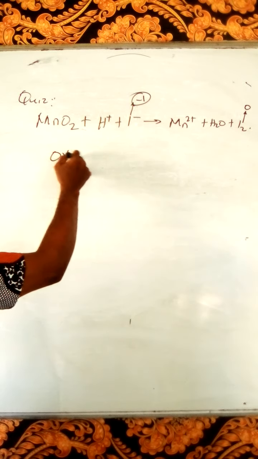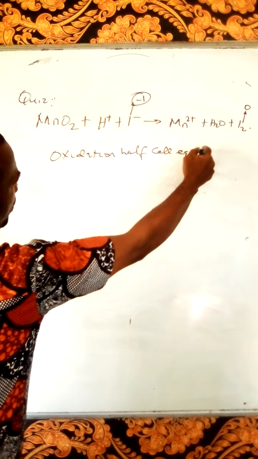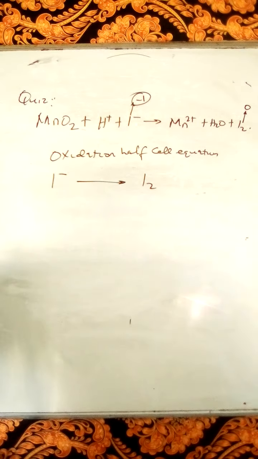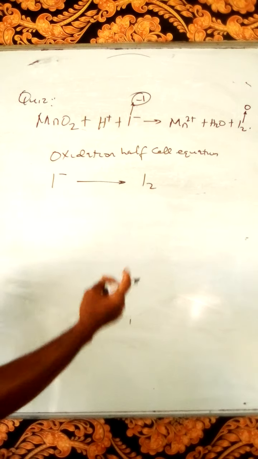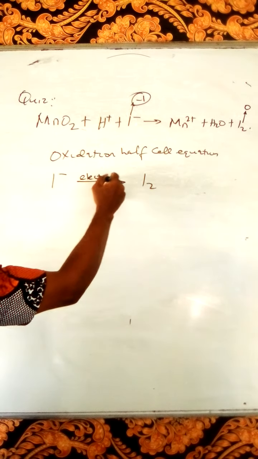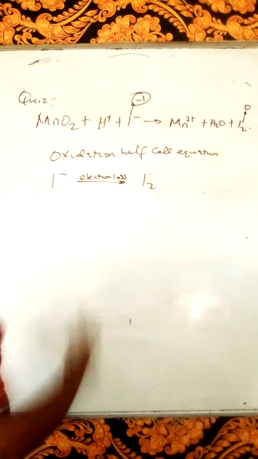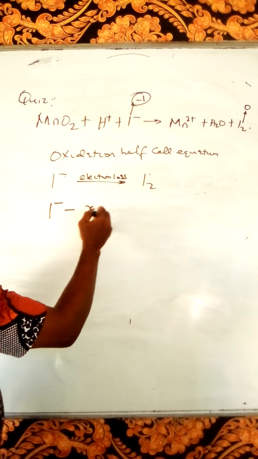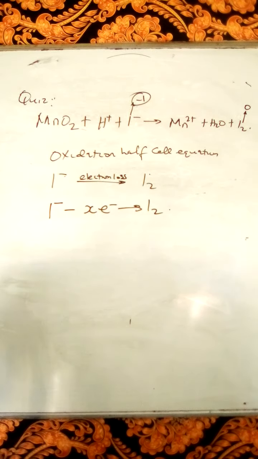So we go to the oxidation half cell equation and write the equation first. So iodide ion moves to iodine. Oxidation is an increase in oxidation number, but when you want to write the equation, you see it as electron loss. So iodide ion lost electrons to move from -1 to 0, as we have shown above. So you will have to input x moles of electron, giving us iodine molecule.